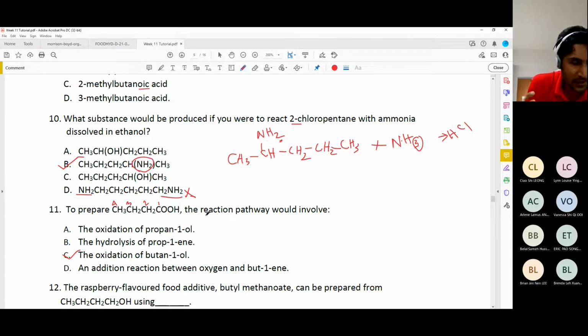Only the substituent groups, hydroxyl, nitrogen, amino, carboxylic groups, all those groups we can add, or chlorine we can add. But the main carbon chain, we are not adding anything, so from propane it cannot become butane, unless we are adding some carbon to that. But here we are not adding any carbon, we are just adding some hydroxyl or some other groups, so the number of carbons stays the same. So the oxidation of butane-1-ol will produce butanoic acid.